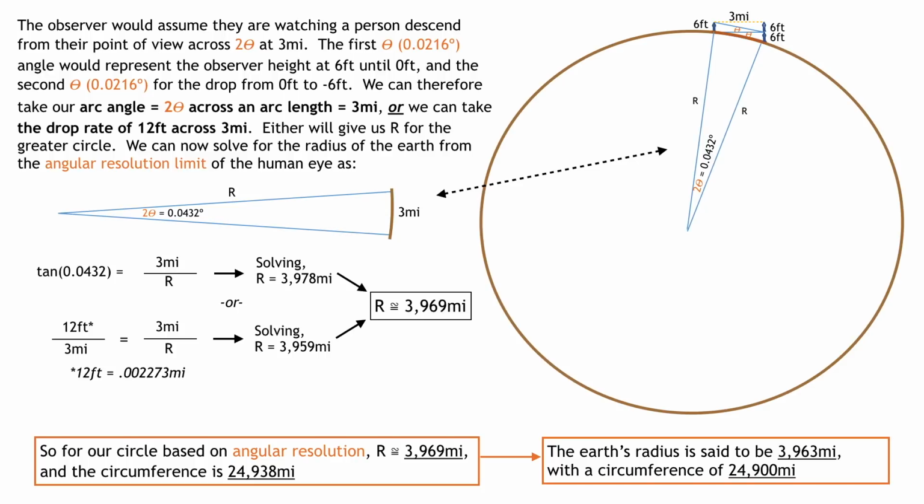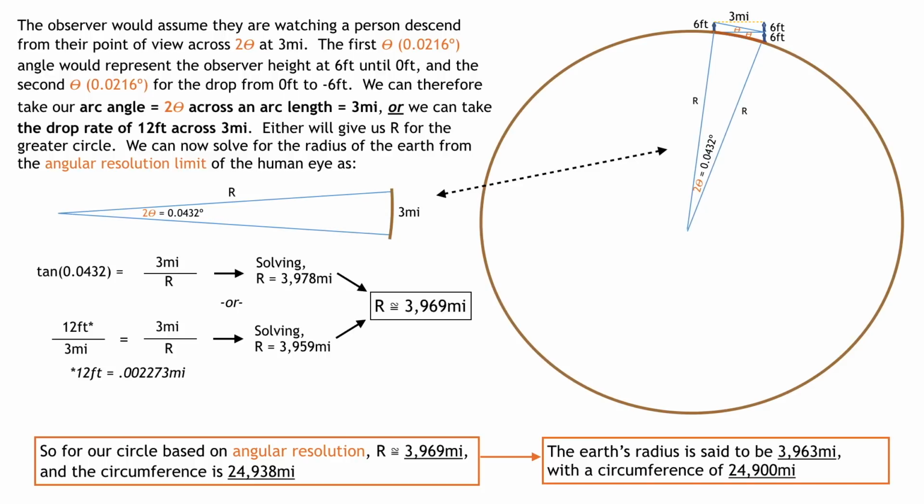That will give us one number, and the alternative is to use the ratio of 12 foot over 3 miles is equal to 3 miles over r. Both will give us the numbers listed below, so we get for one number 3,978 miles, and for the other one 3,959 miles, giving us an average of 3,969 miles.